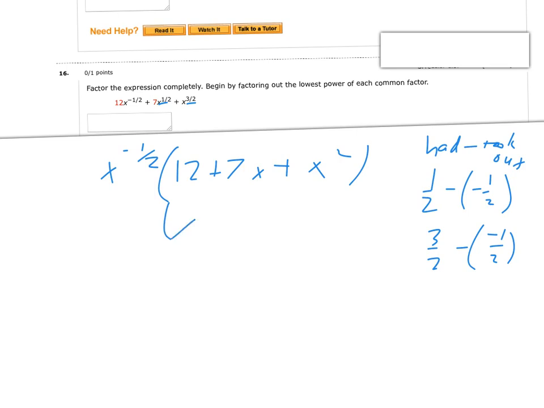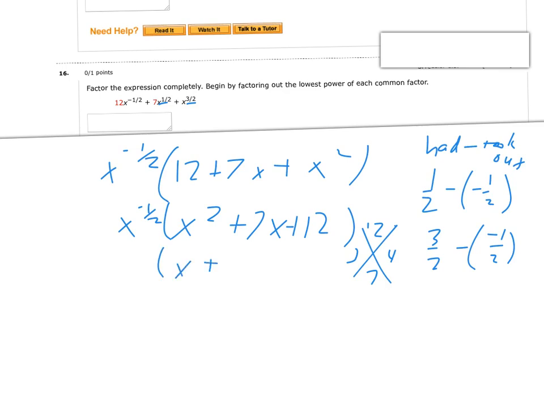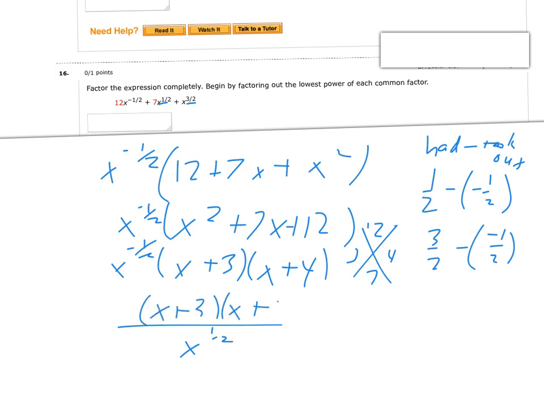I think I'm going to be able to refactor this inside, but I'm going to go ahead and rearrange it like this. And so that's just a diamond here, multiplying to 12 and adding to 7, so that sounds like 3 and 4. No a values, so this is pretty easy factoring here. You can just use the shortcut x plus 3, x plus 4, and don't forget about that x to the negative 1/2 there. They may want you to put that on the bottom as x to the 1/2, so that's fine, like so.